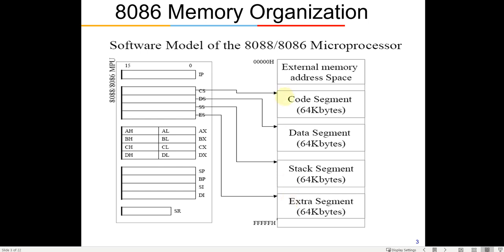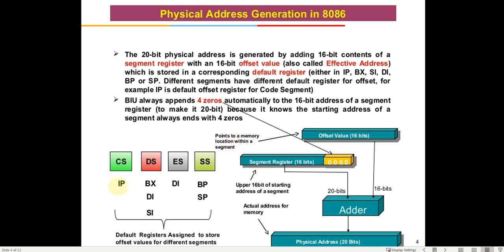That will be just the starting address, and from there, how would it move forward? The code segment works in conjunction with IP. The IP gives the offset value. Why do we call it the offset value? It is the offset from the starting point, and the starting point is given by this segment register. So you have the code segment, and then the offset is given by IP.